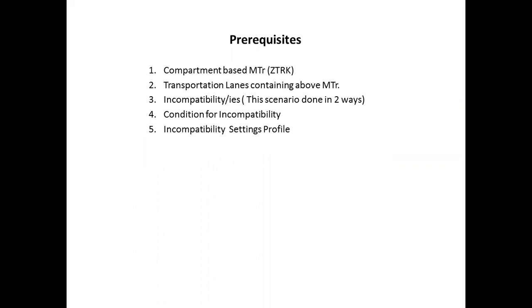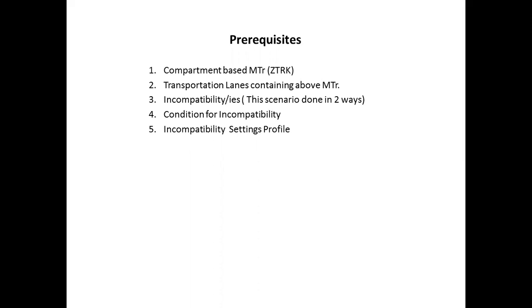I have created incompatibility and incompatibilities. Why I have written so? Because I have done this scenario in two ways. One, using a single incompatibility with a specific setting, and second is a combination of different incompatibilities for this condition. And the final one is the incompatibility settings profile, which ultimately the optimizer will be using, and it will be taking the similar kind of products and will be planning it in one compartment.